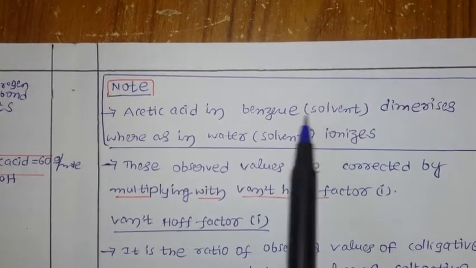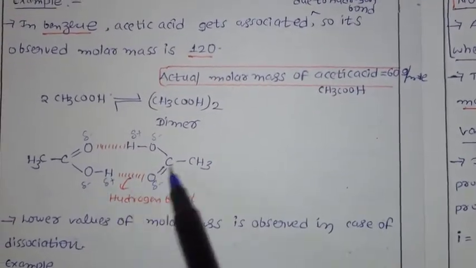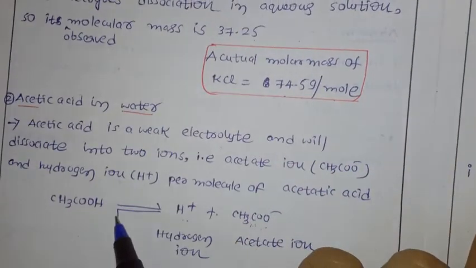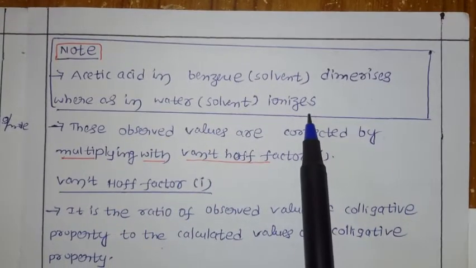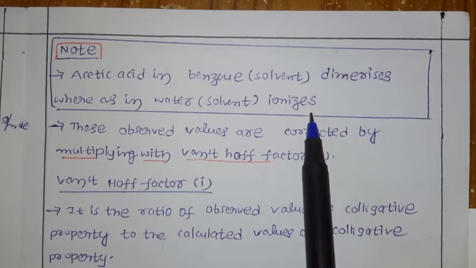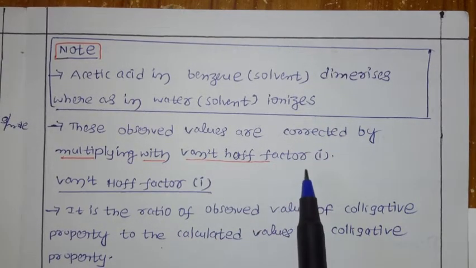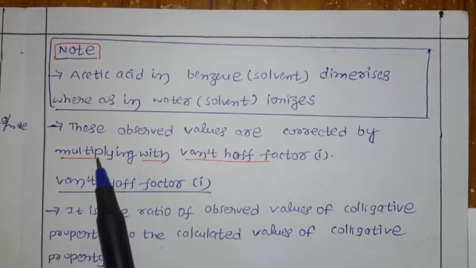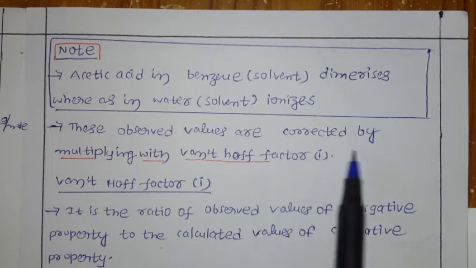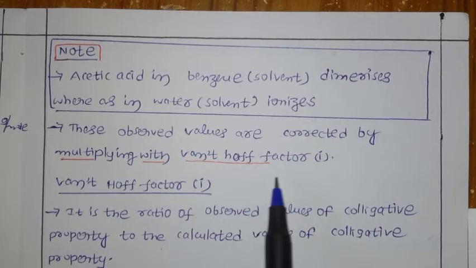If you use benzene as a solvent, it is going to dimerize and increase the molar mass. When you add it in water, you can see it undergoes ionization. So we are getting abnormalities in the molar masses. To correct this, we have one factor called the Van 't Hoff factor, whose symbol is small i. These observed values are corrected by multiplying with the Van 't Hoff factor.